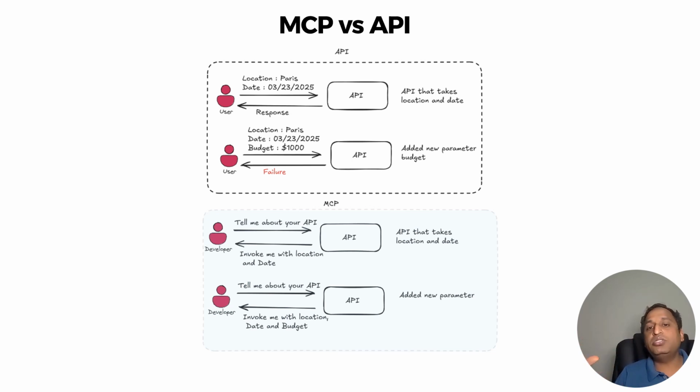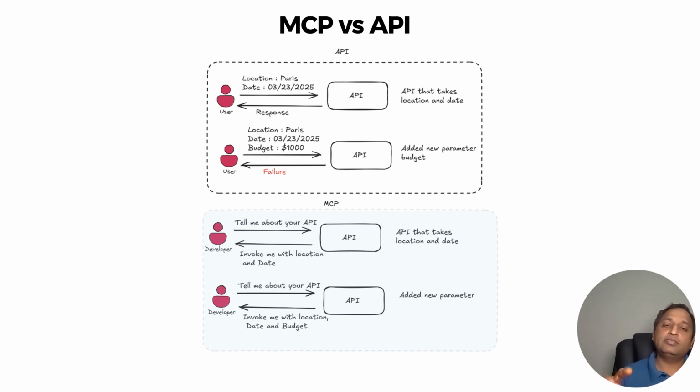So imagine you are building a production-ready AI agent which is accessing some 50 or hundreds of APIs. That means every time some API changes, you have to go and make changes to your code so that your agent will work as intended, right? Otherwise it is going to be a breaking change. This is a big challenge with APIs.